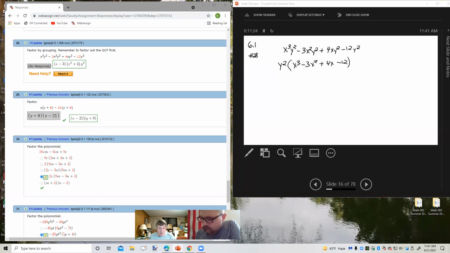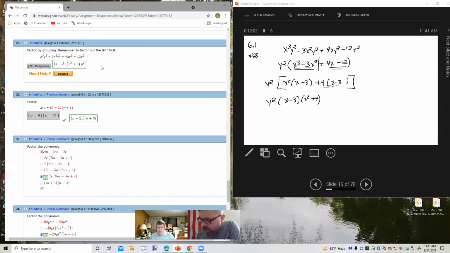Now I'm going to take what's in the parentheses and use factor by grouping on that. So I'm going to have y squared, then I'm going to change it to brackets just so we keep things straight here. The greatest common factor of x cubed minus 3x squared would be x squared, and the leftovers would be x minus 3. Okay. So over here, I'm going to have x minus 3, and I'm going to have a plus 4. That gives me 4x minus 12. So now I've got y squared times x minus 3 times x squared plus 4.